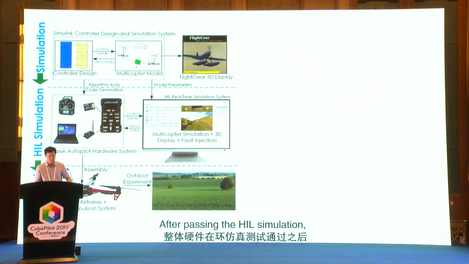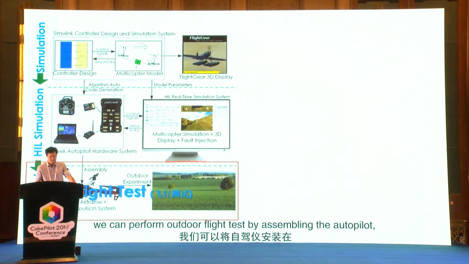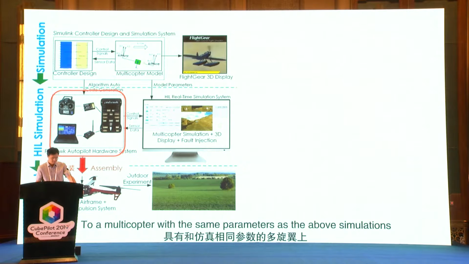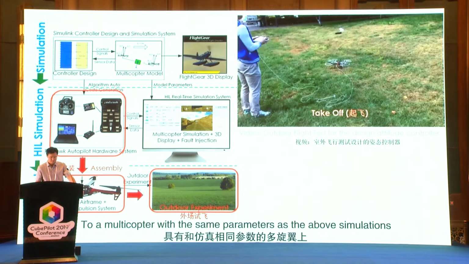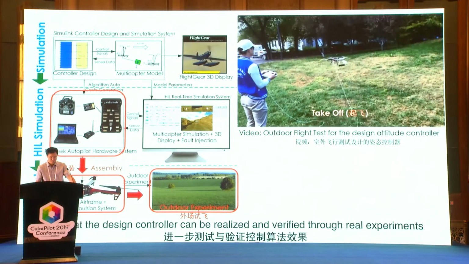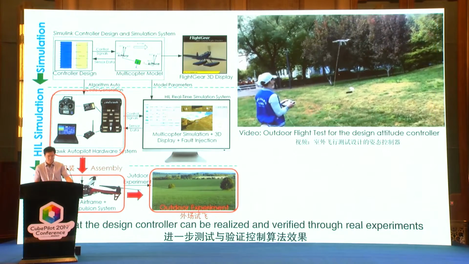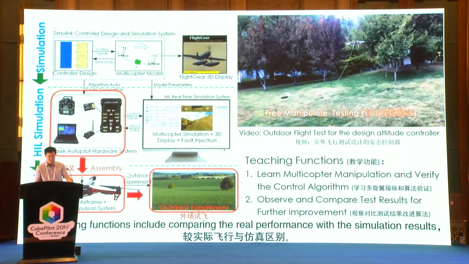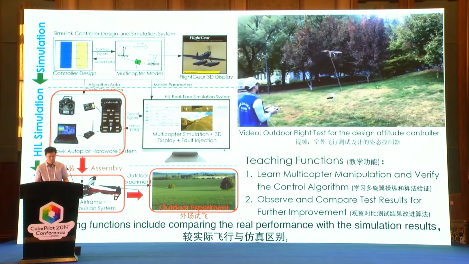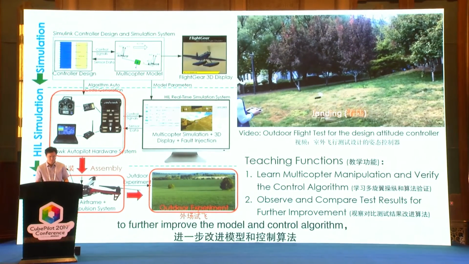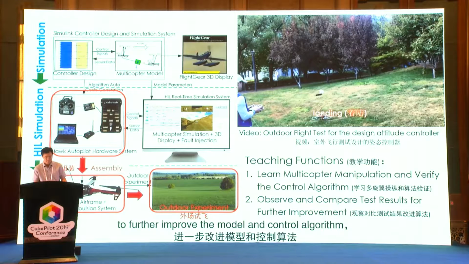After passing the Hill simulation, we can perform outdoor flight tests by assembling the Autopilot to a multicopter with the same parameters as the above simulations, so that the designed controller can be realized and verified through real experiments. The teaching functions include comparing the real performance with the simulation results to further improve the model and control algorithm.